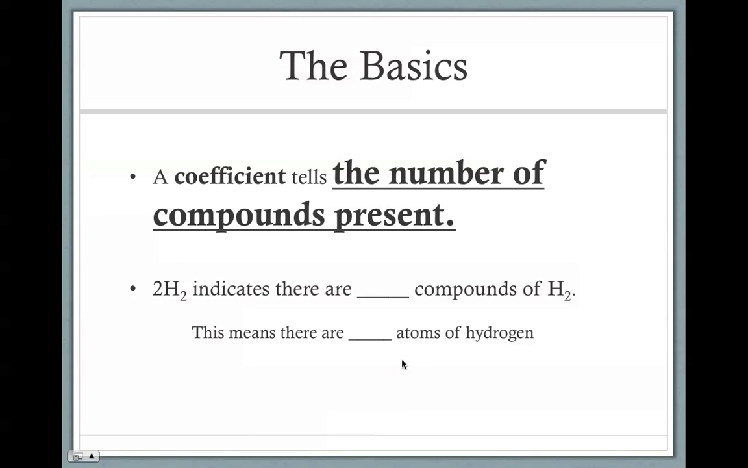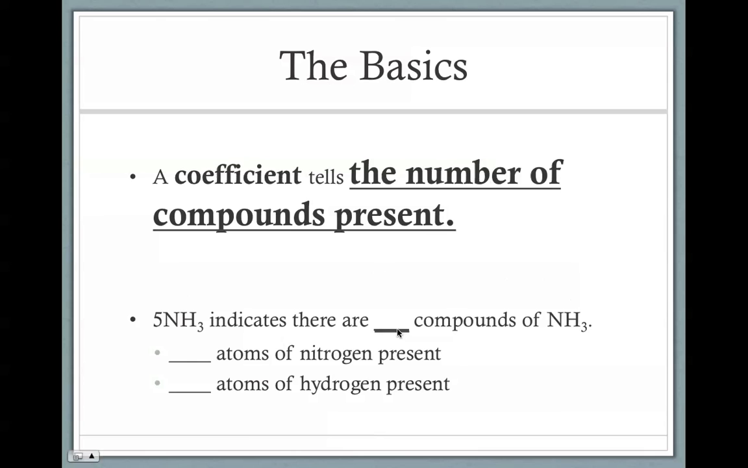Alright, the coefficient, which is a big number out in front, tells us the number of compounds present. The 2H2 indicates that we have 2 molecules of H2, which means within those 2 molecules of H2, we have a total of 4 atoms of hydrogen. So I'm multiplying my coefficient by the element subscript to get the total amount, in this case 4. In addition, here's another example. Here we have 5NH3. This indicates that there are 5 compounds of NH3. I have 1 nitrogen in 1 compound of it, so 5 times 1 is 5. And then I have 3 hydrogens in 1 compound of NH3, so 5 times 3 is 15 atoms of hydrogen present.